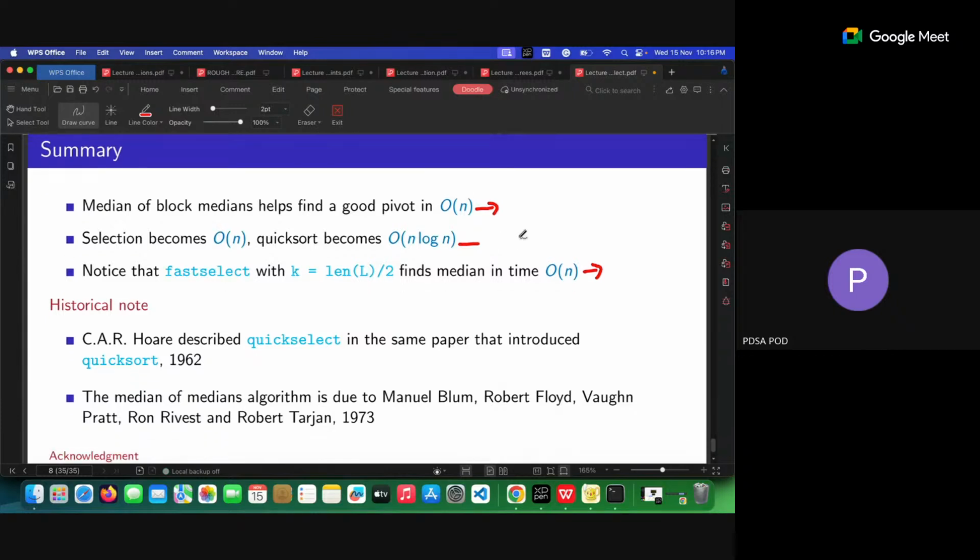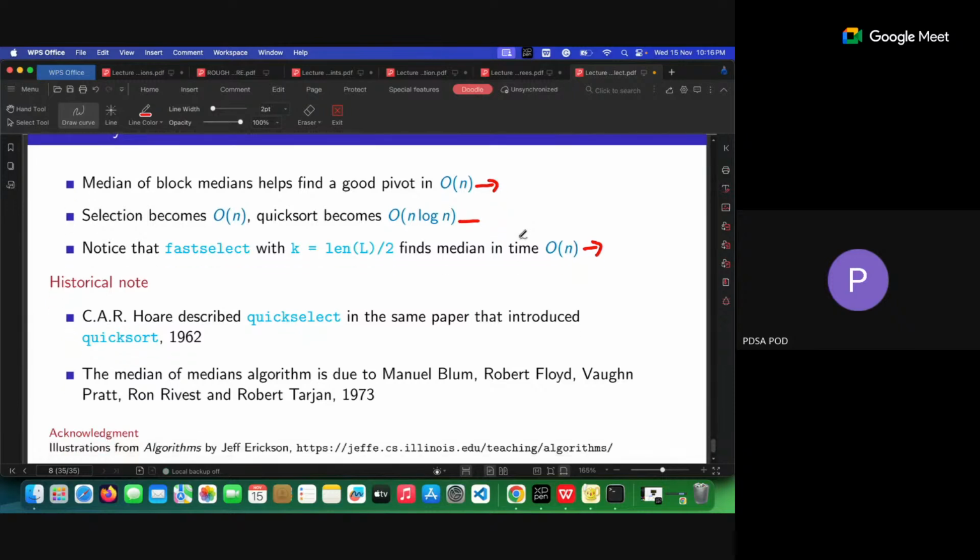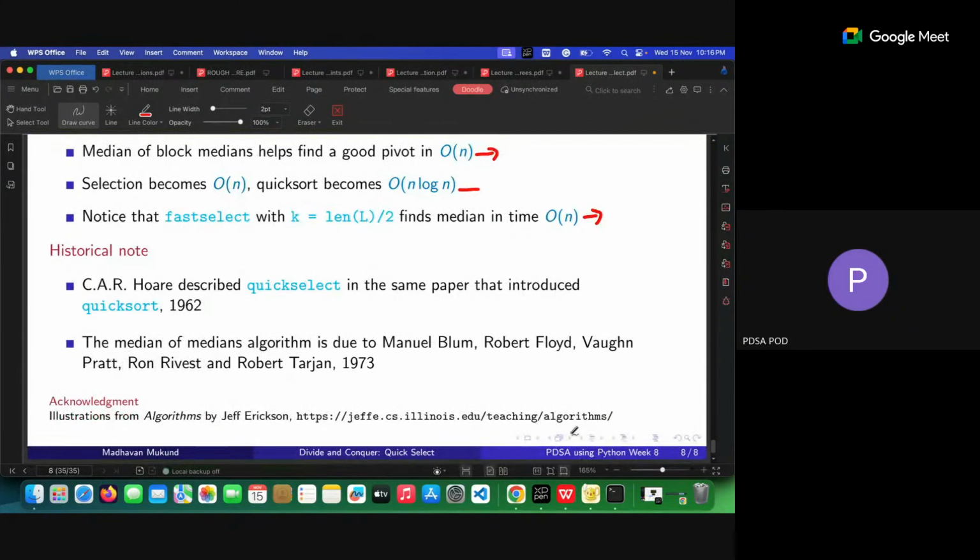So this is the historical development, where quick select was introduced over quicksort. Quicksort has one problem: if you select a bad pivot, it is a problem. But quick select always selects an intelligent pivot with the help of MOM, median of medians. So this is about it.